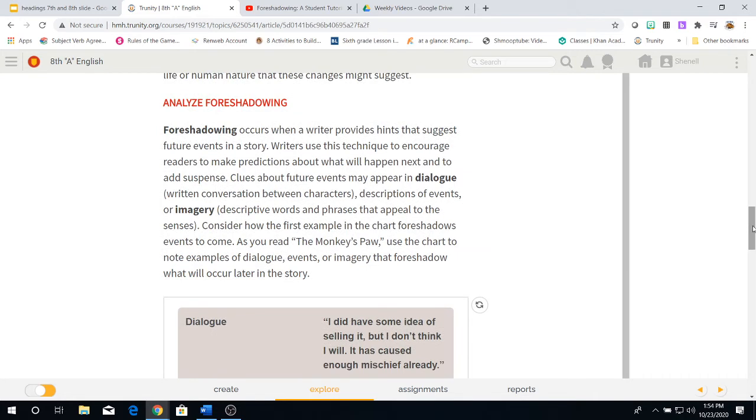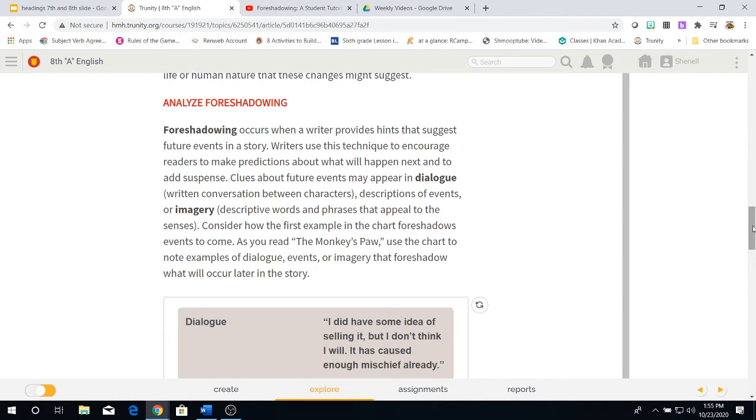Now, one of the things we're going to focus on is foreshadowing. This occurs when a writer provides hints that suggest future events in a story. Writers use this technique to encourage readers to make predictions about what will happen next and add to suspense. Clues about future events may appear in the dialogue, which is the conversation between the characters. It also appears in descriptions of events and imagery. Remember that imagery are descriptive words and phrases that appeal to the 5 senses.